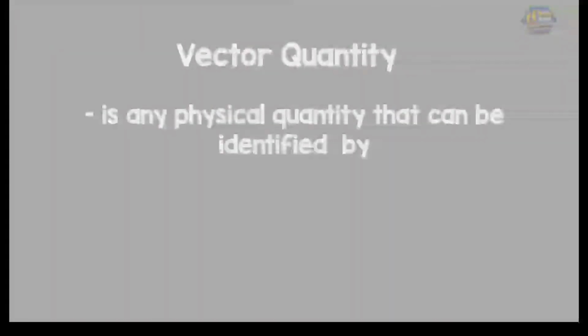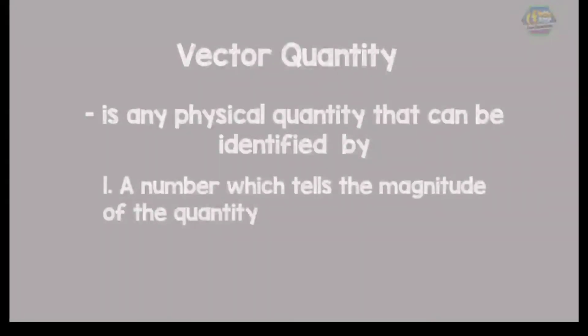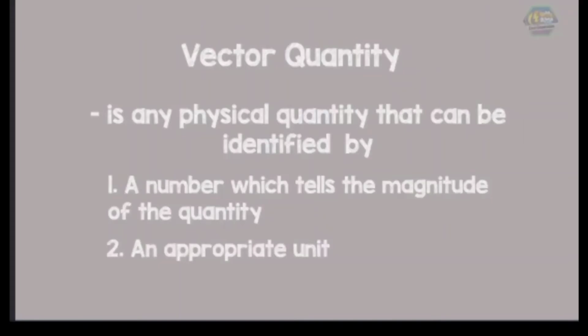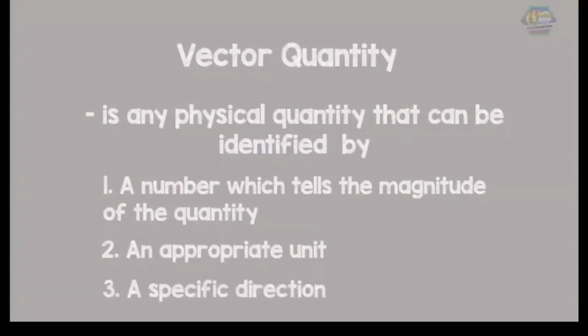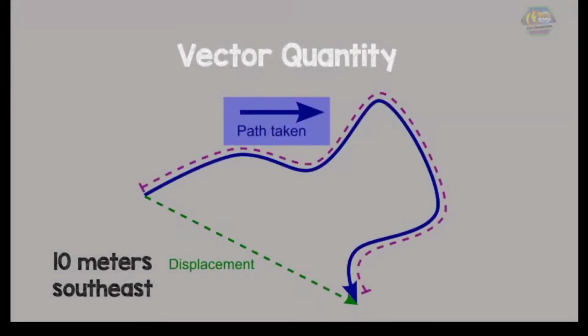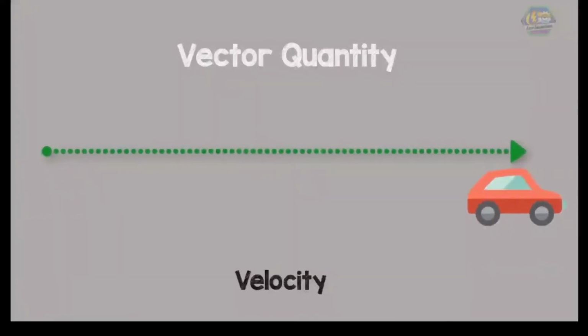And on the other hand is vector quantity. A vector quantity is any physical quantity that can be identified by number 1, a number which tells the magnitude of the quantity, number 2, an appropriate unit, and number 3, a specific direction. This means vectors have both magnitude and direction. For example, displacement, velocity, acceleration, and many more.